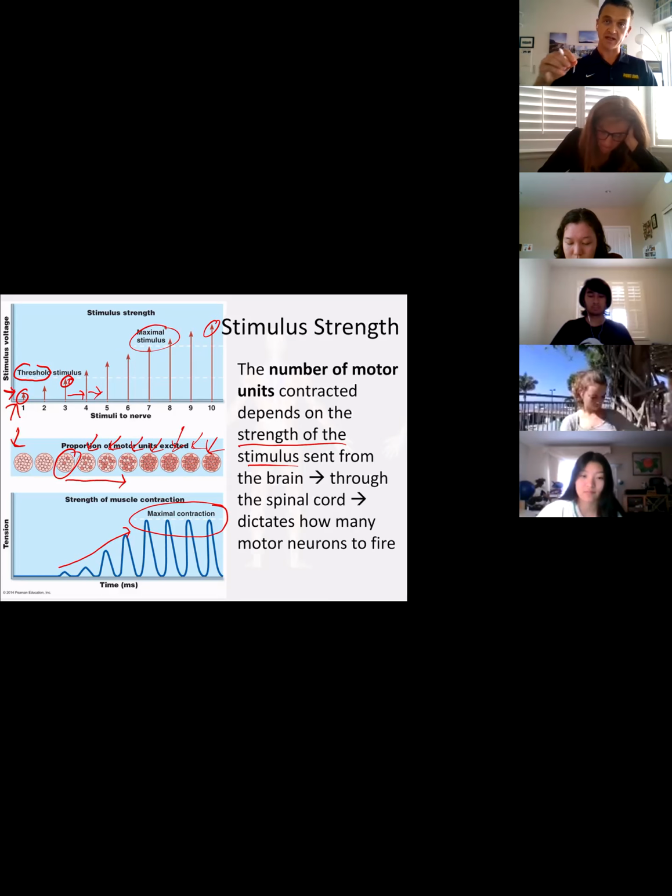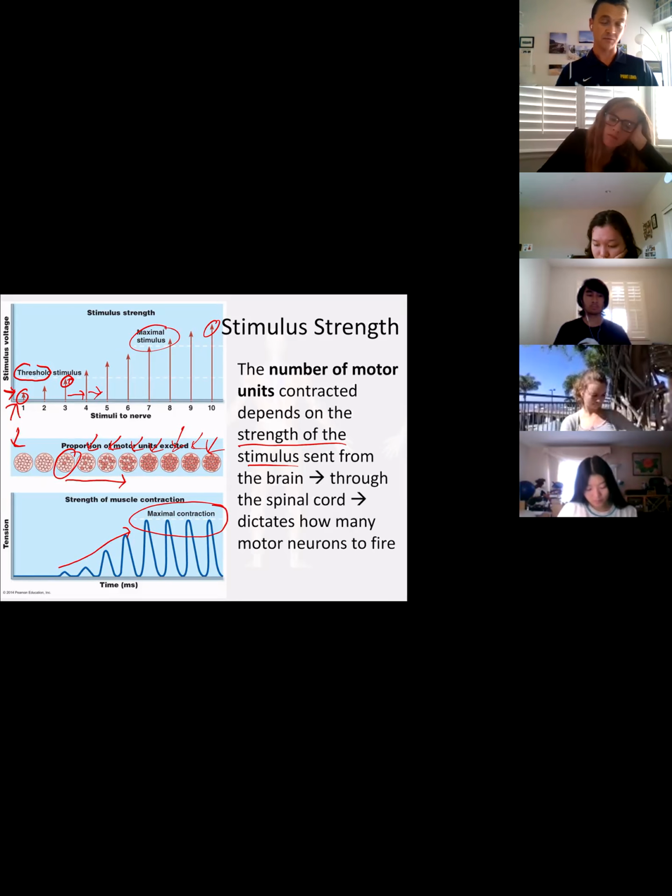We'll talk more about what stimulus strength means, but it's really about how many action potentials are coming from the central nervous system. How many action potentials are coming is going to dictate the number of motor units contracted, right? And the more motor units we contract, the stronger the contraction is.